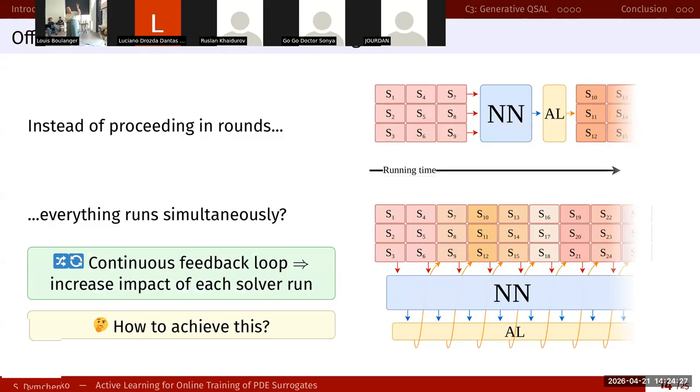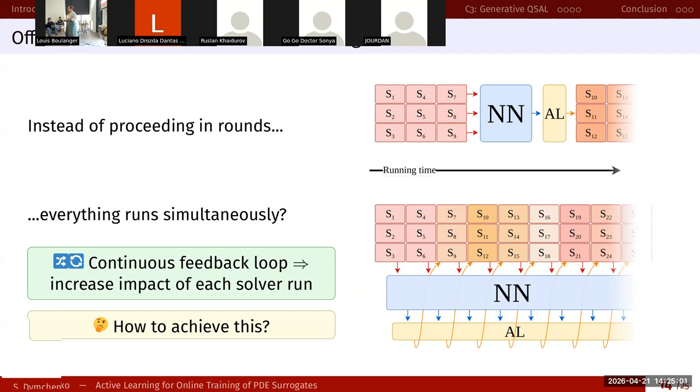Here we have the solvers running in parallel to the neural network training and to the active learning process to make the decisions. The solvers produce the data and send it directly to the neural network, so it's training with more data. And it sends the feedback about its states continuously to the active learning, so the decisions about the next solver can be done as soon as possible. With this continuous feedback loop, we would increase the impact of each solver run, as we can make decisions online.